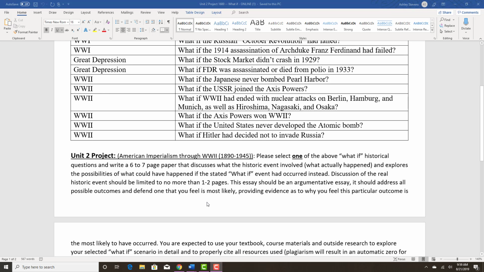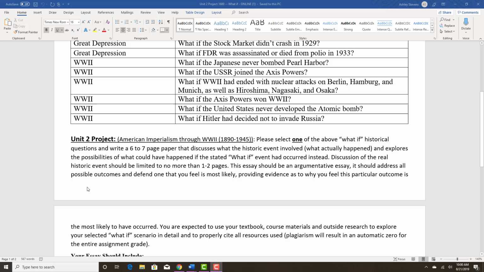The bulk of your essay is going to be the argument. The bulk of your essay should be defending that thesis statement, that outcome that you think would have happened. And then also addressing all of the other possible outcomes. The other possible outcomes are your counter arguments, things that would argue against your chosen outcome.